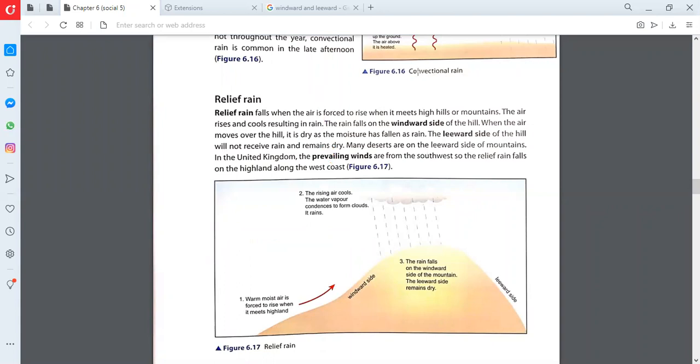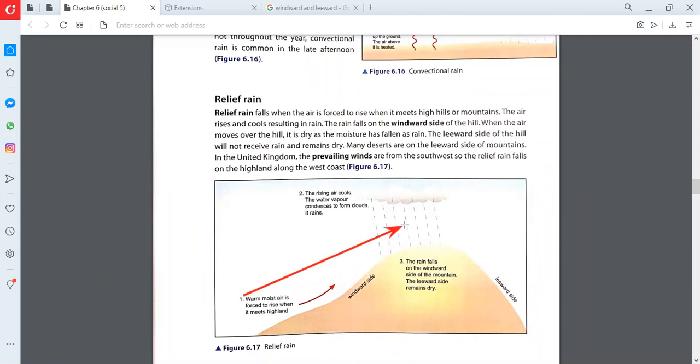So this is the second type. The first we saw is convectional rain. Convectional rain happens in hot weather, in the hot, tropical countries. Relief rain normally happens on the mountains, because the air is forced. How is air forced? Because of the mountain, for example, the air is going there. There is a mountain, so now the air is forced to go upward.